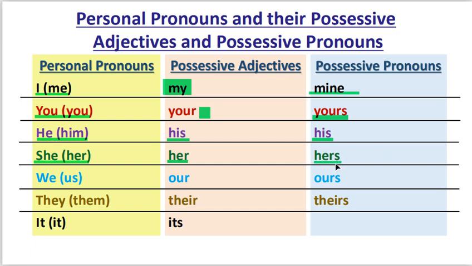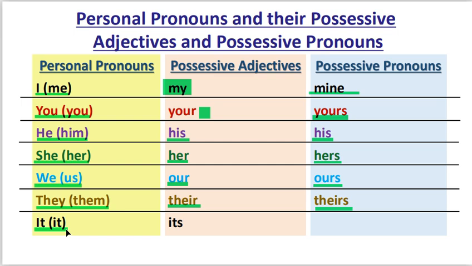For we, the object form of we is us. The possessive adjective for we is our, O-U-R, our. The possessive pronoun for we is ours, O-U-R-S. They, the object form of they is them. The possessive adjective for they is their, T-H-E-I-R, while the possessive pronoun for they is theirs, T-H-E-I-R-S. Then we have it, it at the bottom.